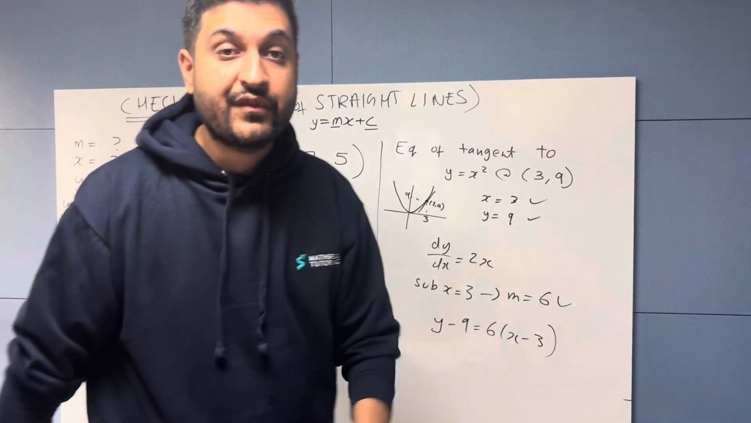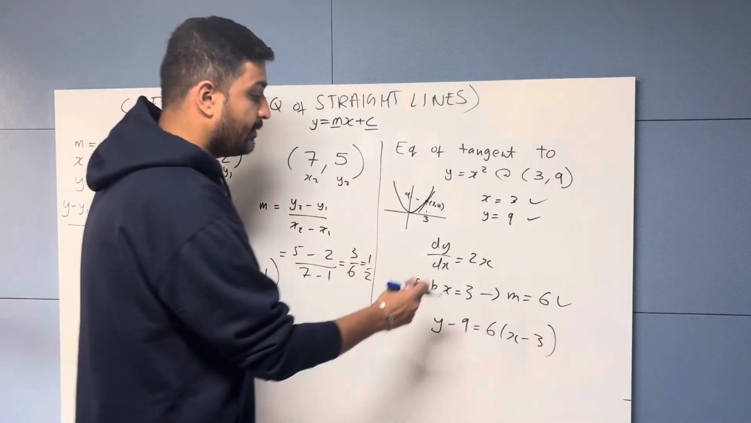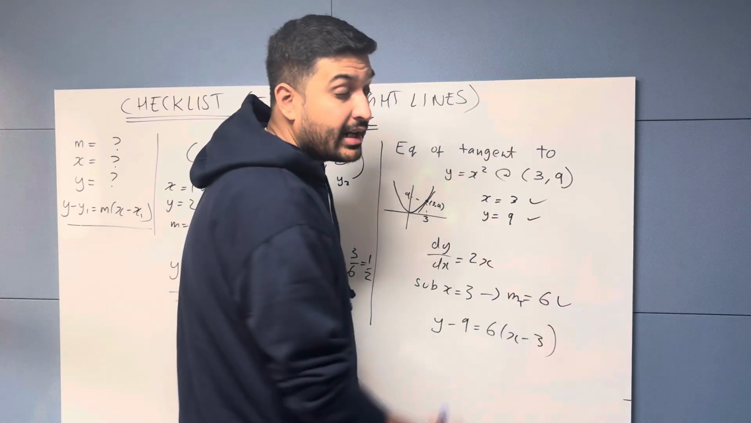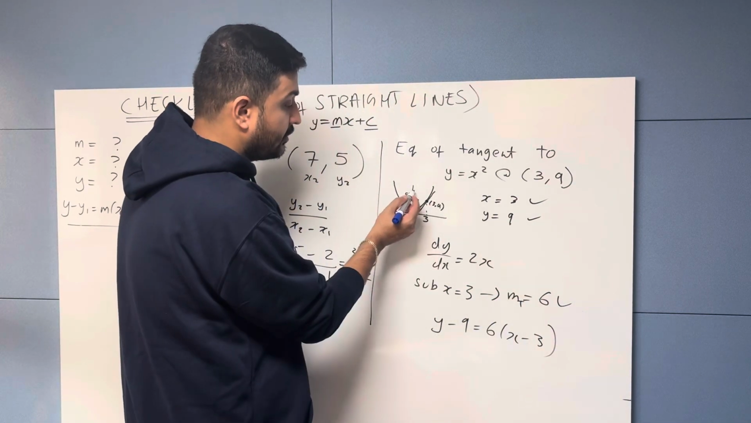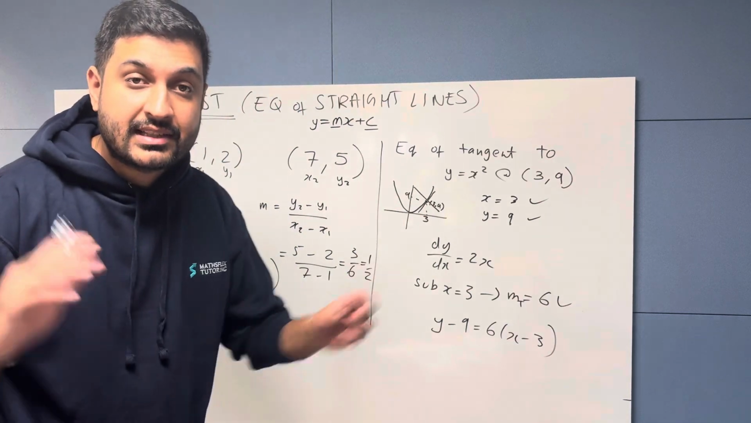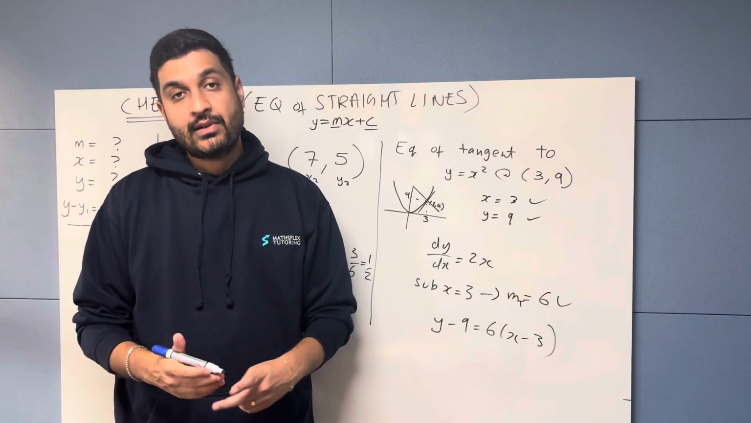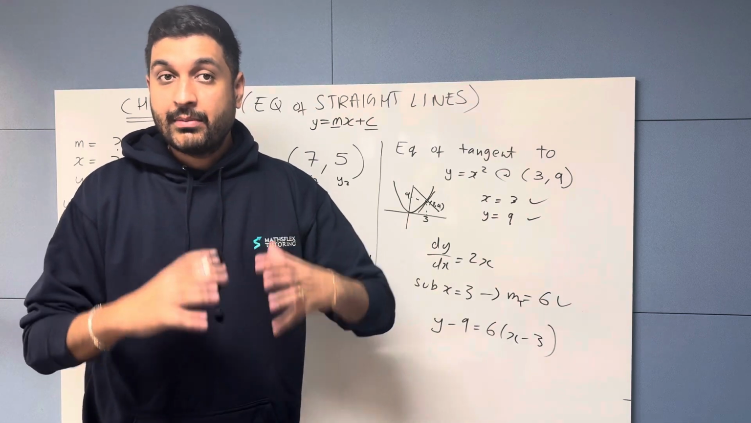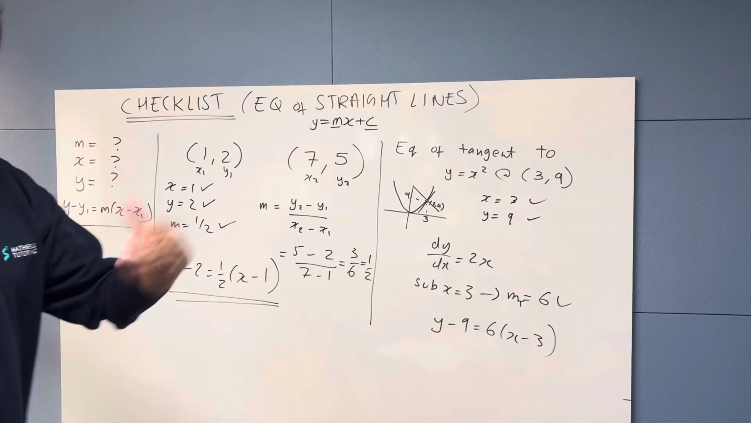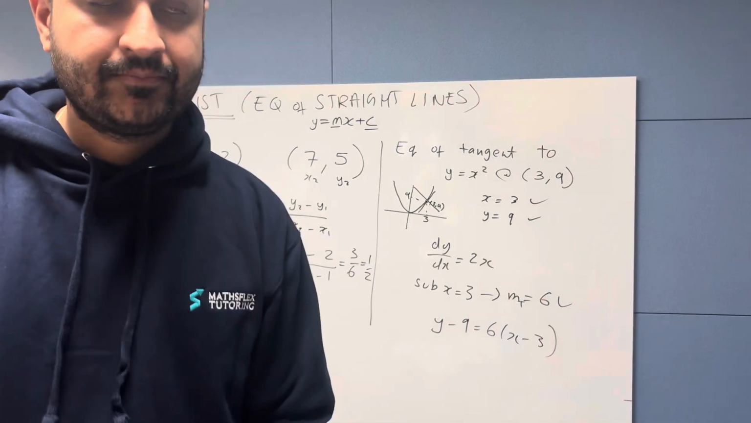Now what would change if I wanted the equation of the normal? I would change that gradient to -1/6 if I wanted the normal. The normal would be a line that cuts at a 90-degree angle to the curve. So that's the overall theme here. Any questions around equations of straight lines, build up this checklist skill and try to do that with tangents and normals down the line.